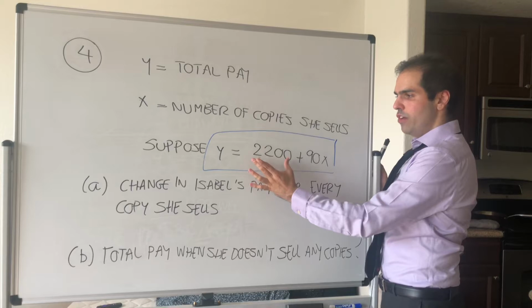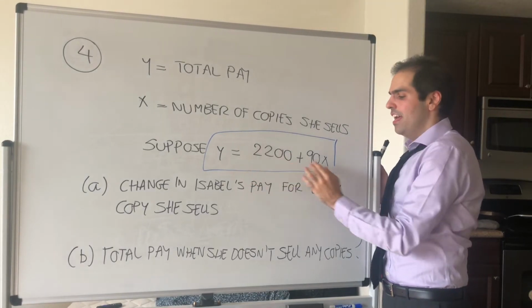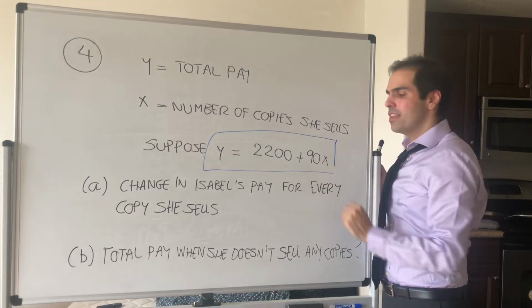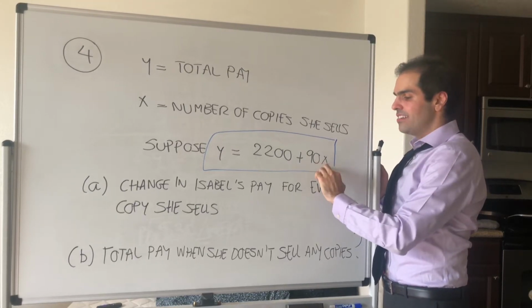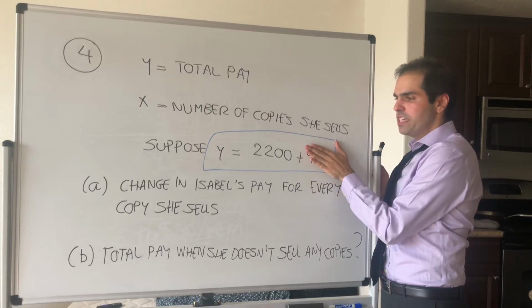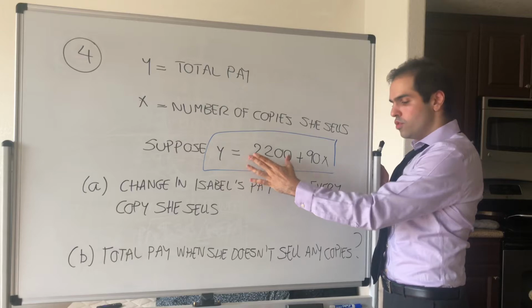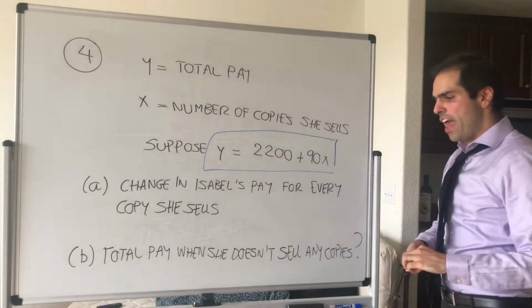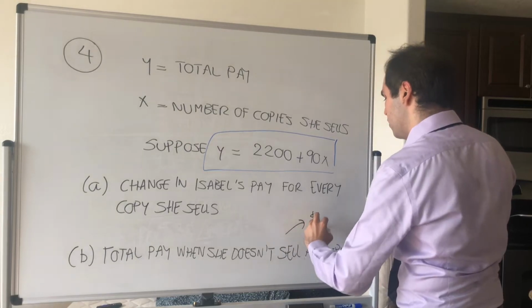So again, remember what is this number? This number is the initial pay when X equals 0. So if she doesn't sell any books, X is 0, so this disappears, and you get 2,200. So her total pay when she doesn't sell any copies, the answer is 2,200.